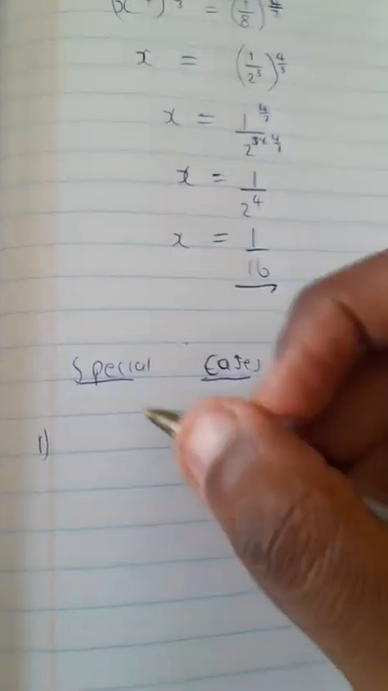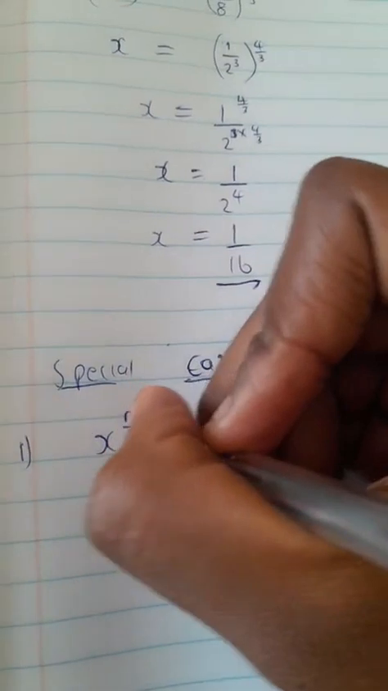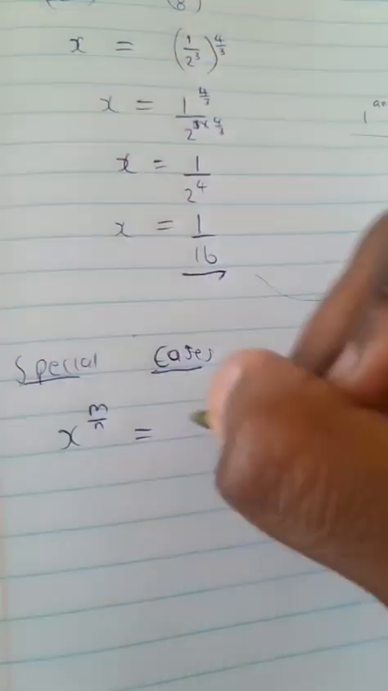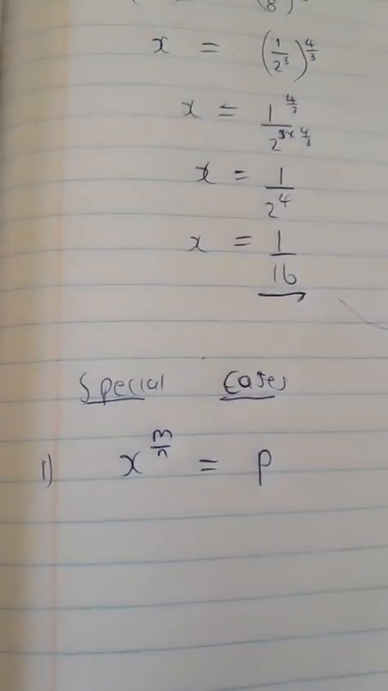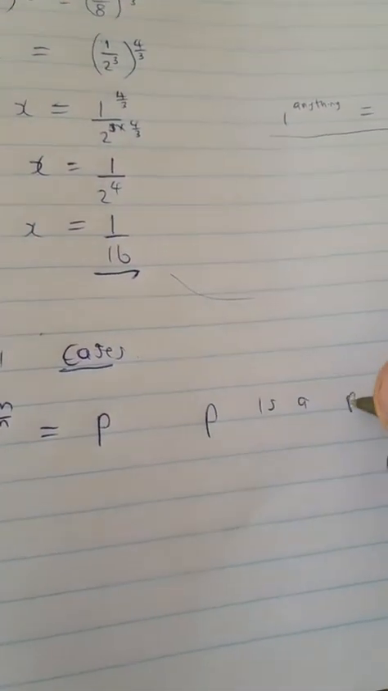Okay, special cases. Special case number 1. So special case number 1 has to do with, generally speaking, if we have x to the power m over n, and we say it's equal to p, generally speaking, and we know that p is a positive number.